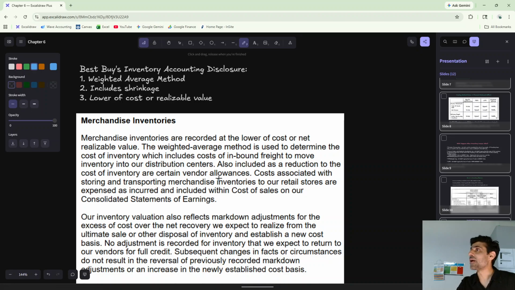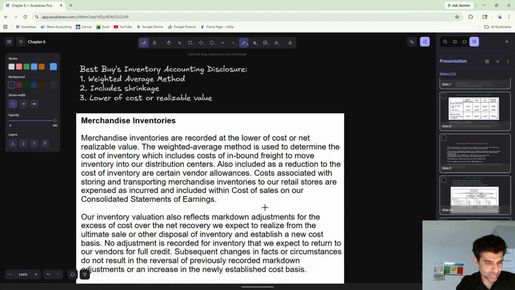So now, everything we're learning here is not just theoretical. This is actually how they're accounting for their inventory. So all this stuff, we now know it. This is all just like the GAAP rules, but by law or regulation, they have to state all this stuff in their financial statements.